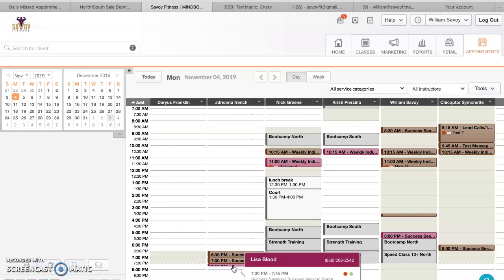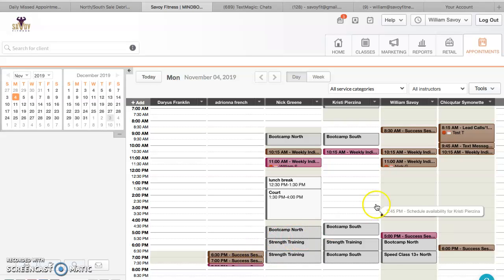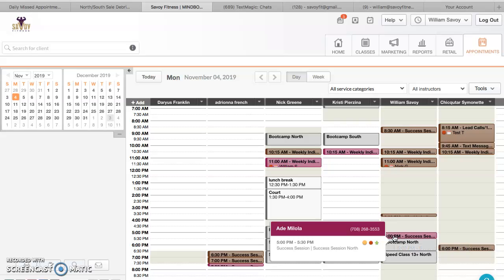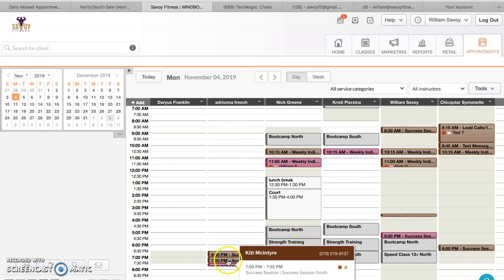Now, if you do the numbers on that again, this is kind of leading me into my next video. It looks like out of those 6, only 2 of those people came. That is a horrible ratio. We're actually less than 50% on that. So again, the goal is getting them to the door, and this is how you identify the success session schedule. Just look for the word success session.